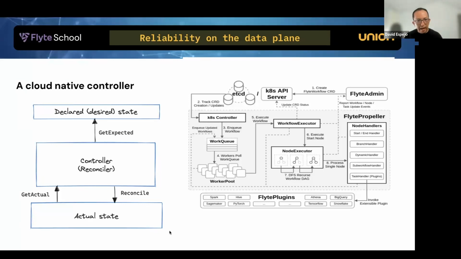On the left-hand side here, you can see the definition. All the logic of Flyte propeller is this in summary. It's a reconciler that will watch for the desired state. What's the desired state? Your workflow definition. Yeah, it was compiled, it was transformed.